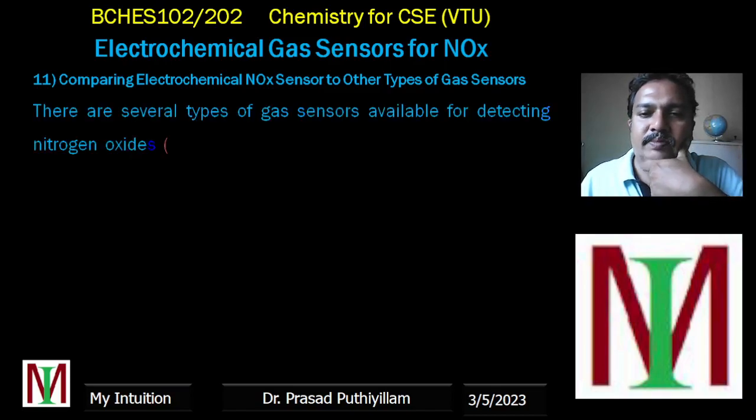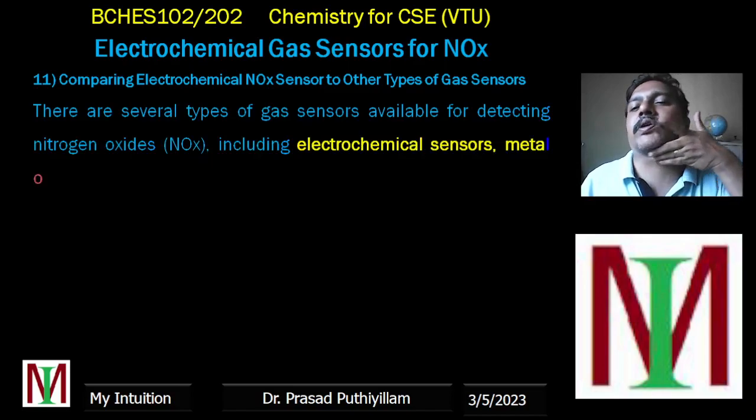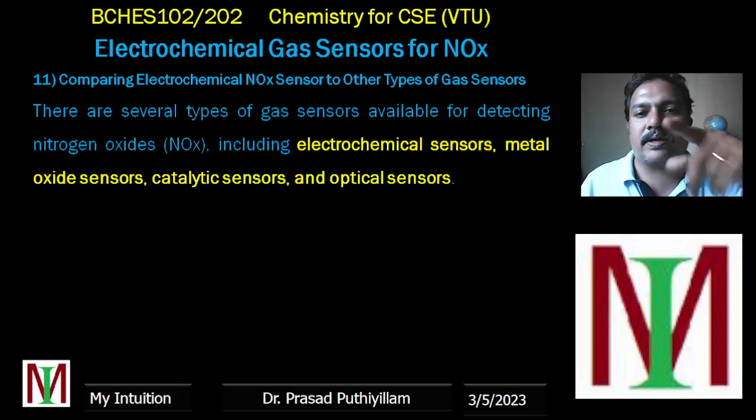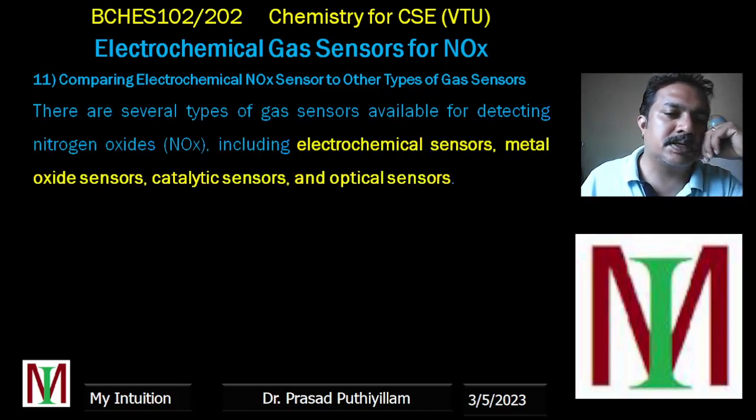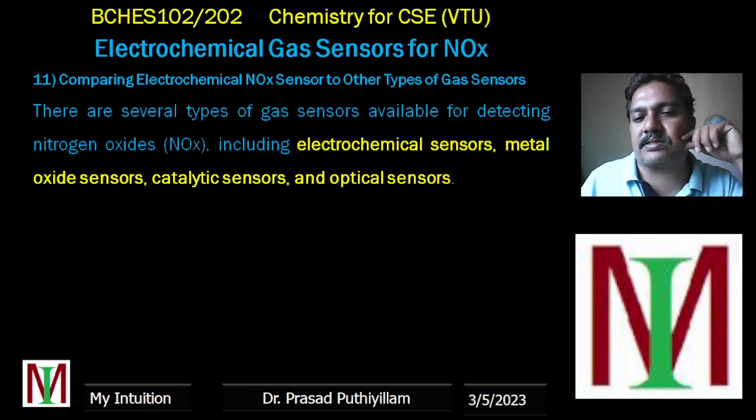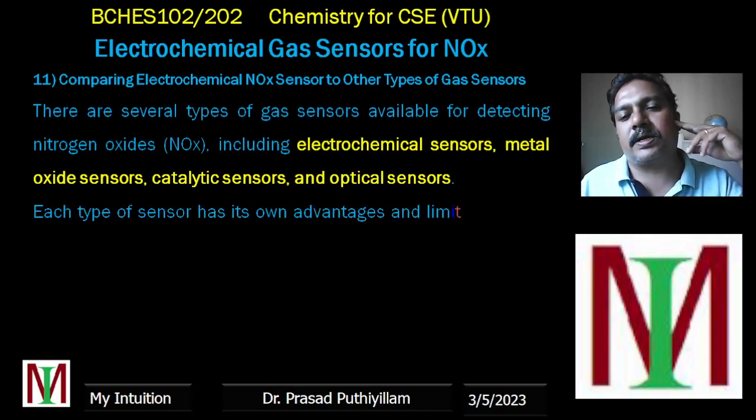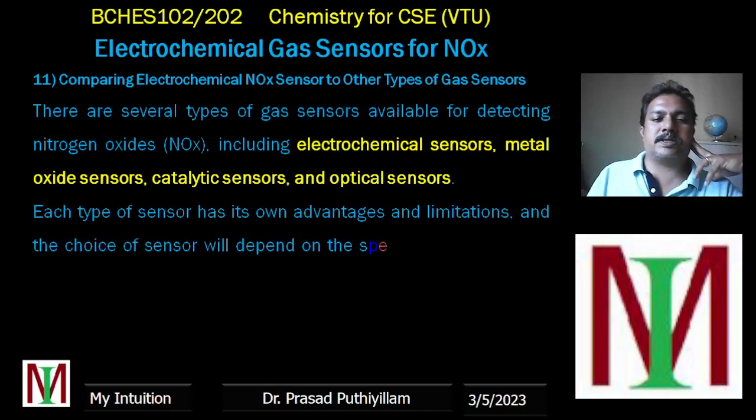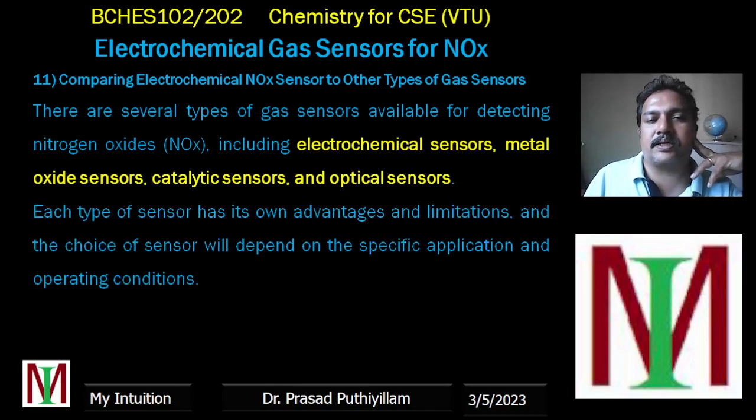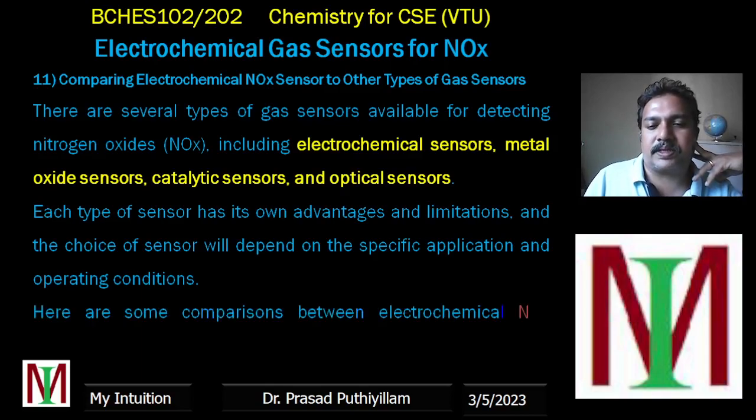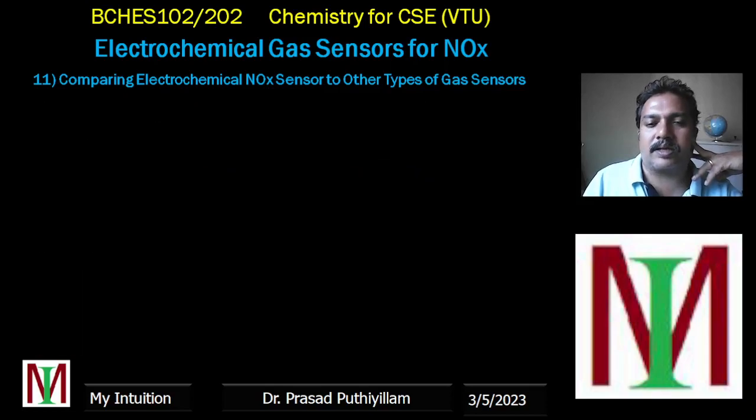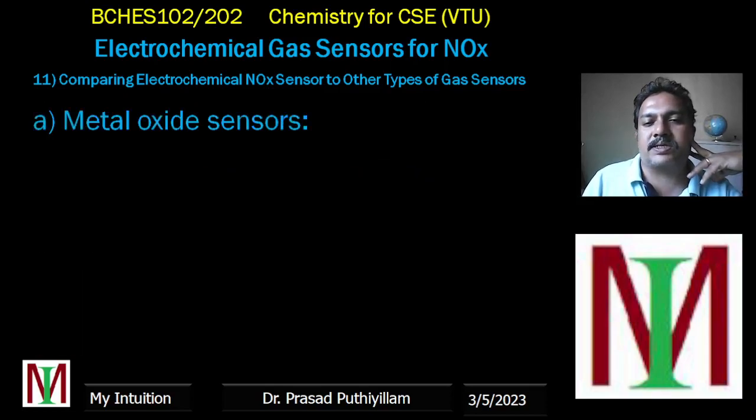There are several types: electrochemical sensor, one of the types that we are discussing now, metal oxide sensors, catalytic sensors, and optical sensors. Three more types are there mainly. So there are advantages and limitations, and the comparison is given here. Some comparison is given in the next slide. That is metal oxide sensors.